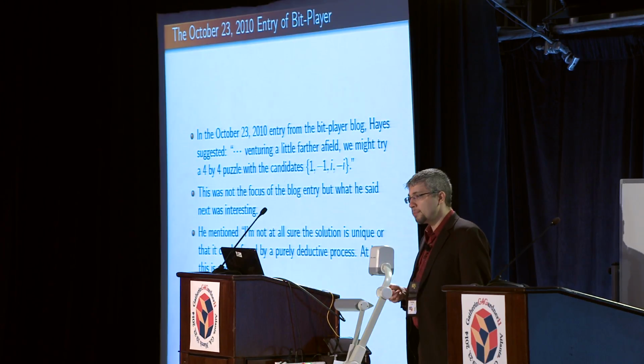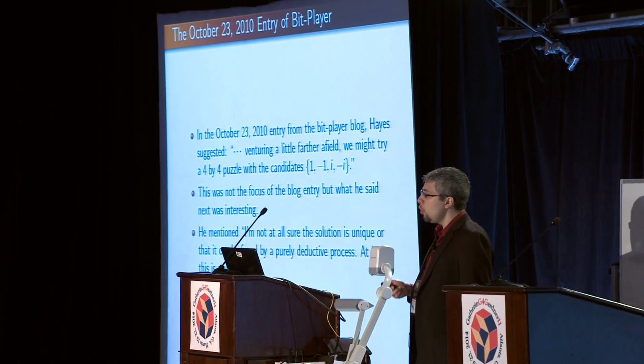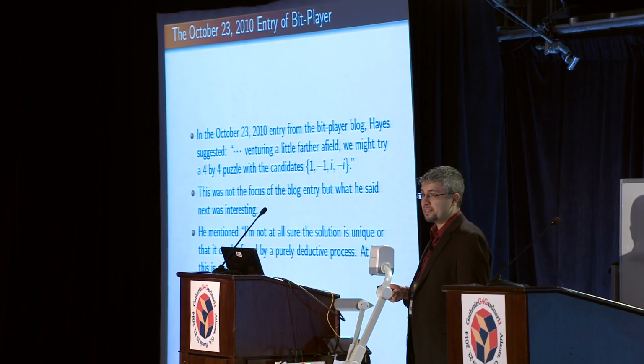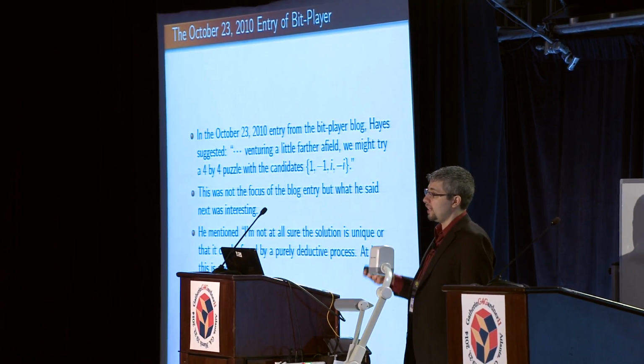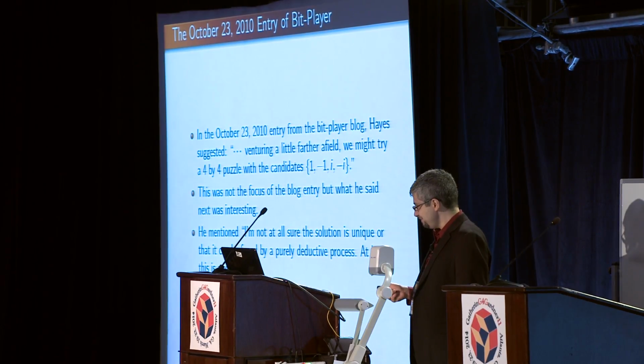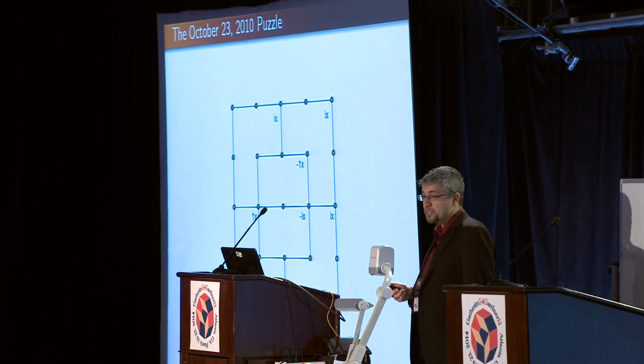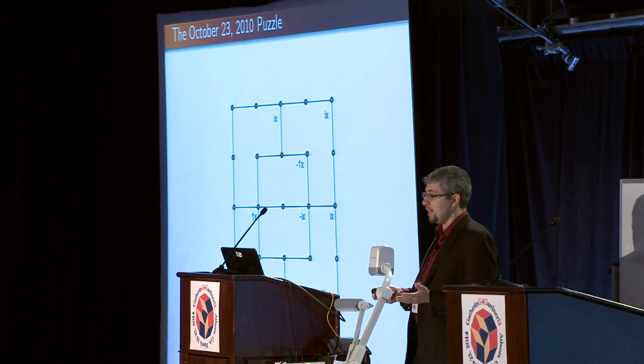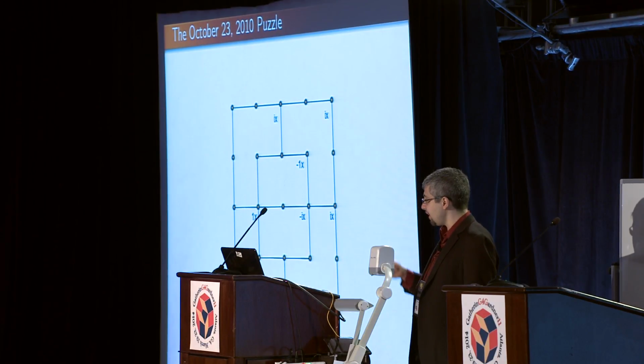He said, I'm not at all sure the solution is unique or that it can be found by a purely deductive process. At best, this is a joke KenKen. And this was the puzzle he gave. It's all multiplication, and there's some complex numbers. We have i, -1, -i in there.